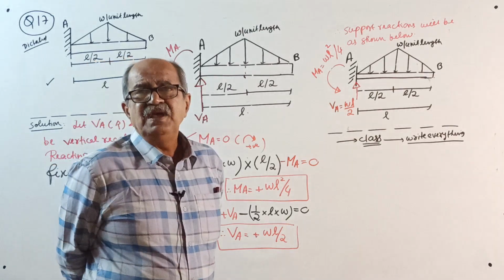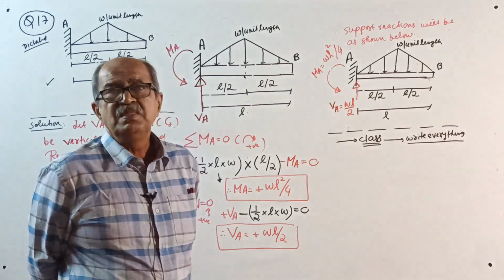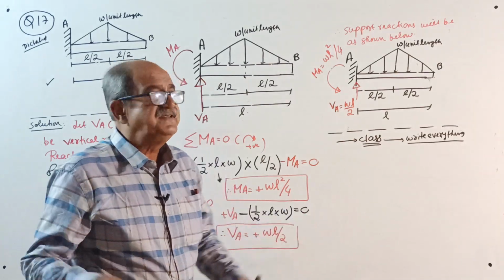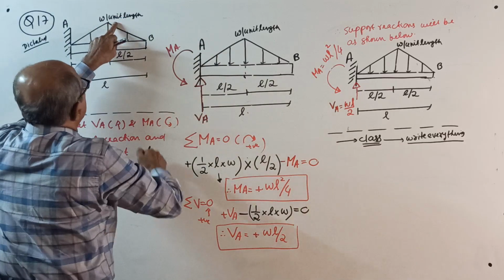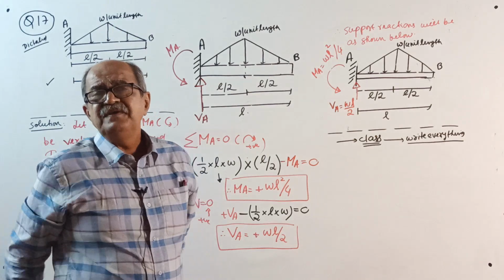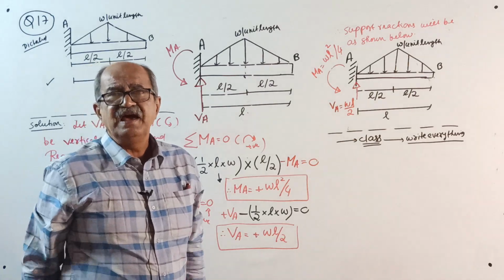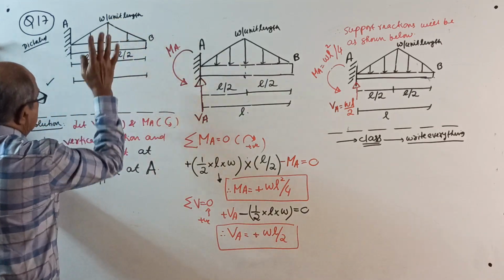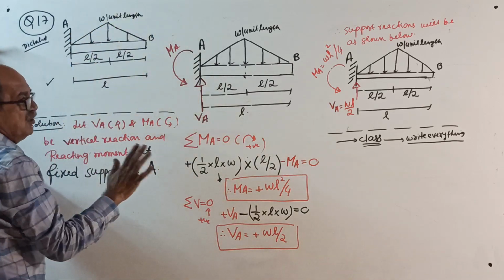So a cantilever beam is of length L. It is loaded by a uniformly varying load, see correctly, of intensity 0 at both ends and a maximum of W per unit length at the center of the beam. That means the uniformly varying load is represented by an isosceles triangle. So span is L, exact center L by 2 maximum. Load down.